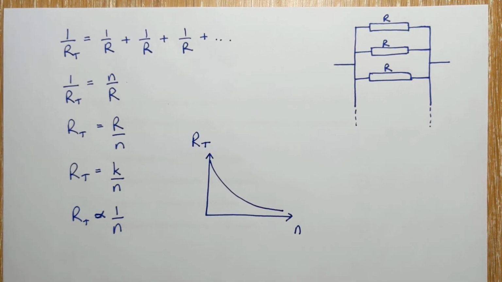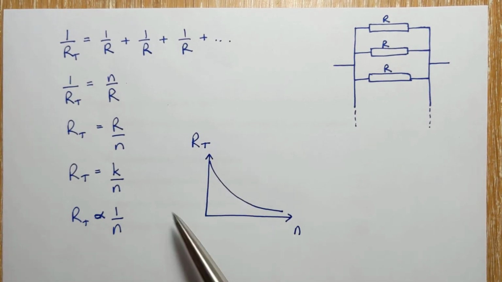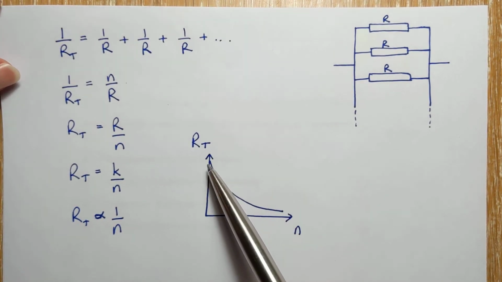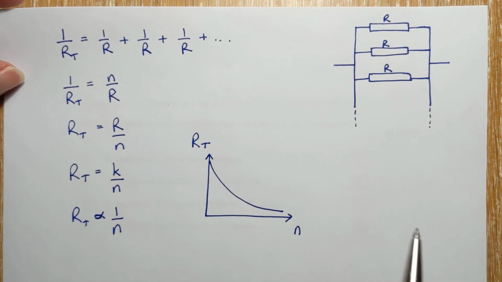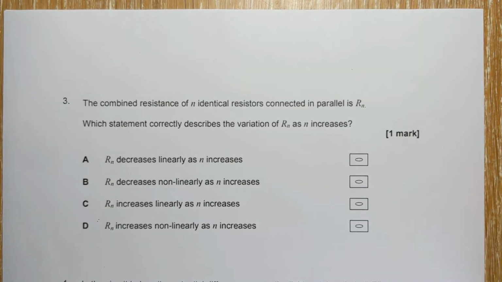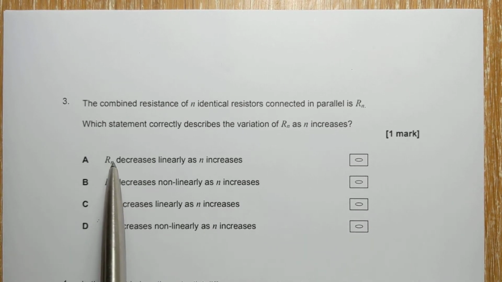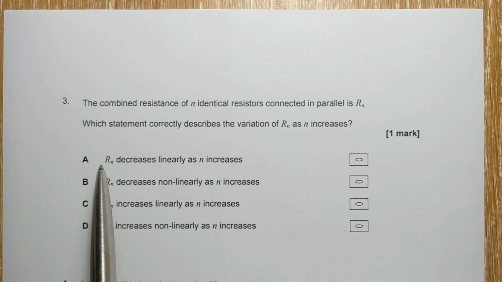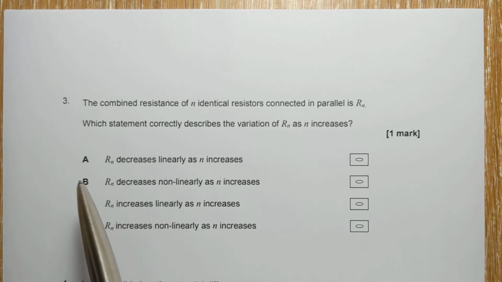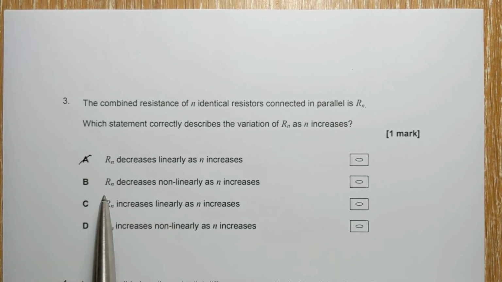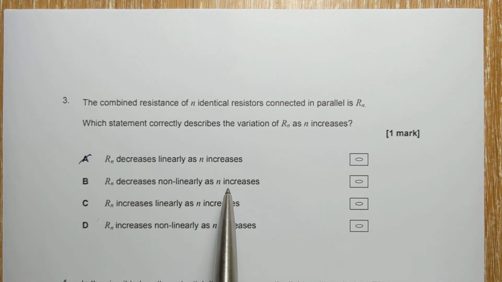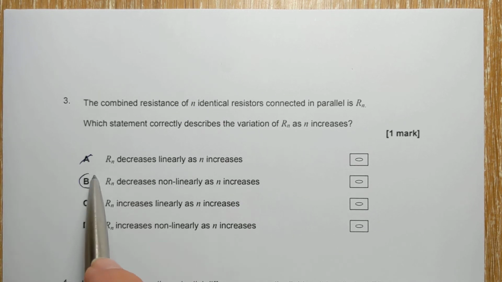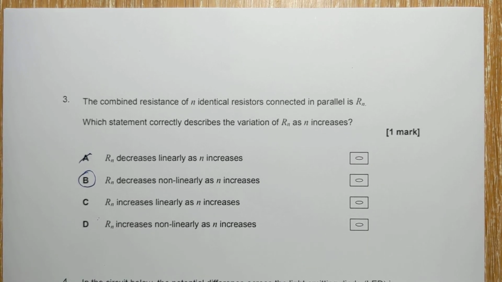And that's inverse proportionality. So this is the shape of graph that you would get, a downward sloping curve where the gradient is decreasing. We now look back at our answers. A: I used RT for R total, but the total resistance of the combination decreases linearly? No, it's a curve. B: decreases non-linearly, yes, as n increases. So that's looking good. You can convince yourself that the other two are also wrong.